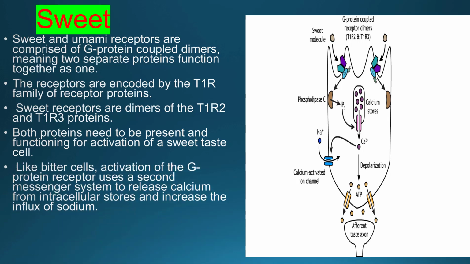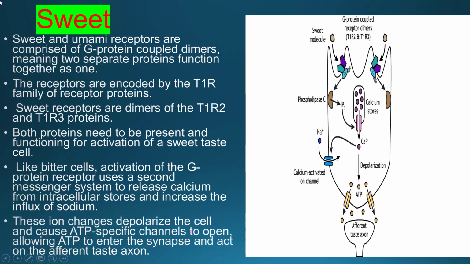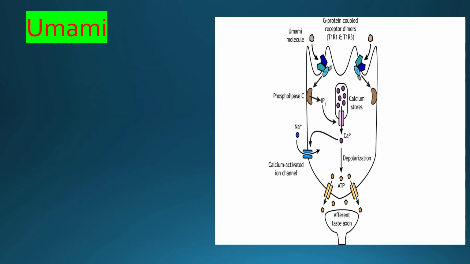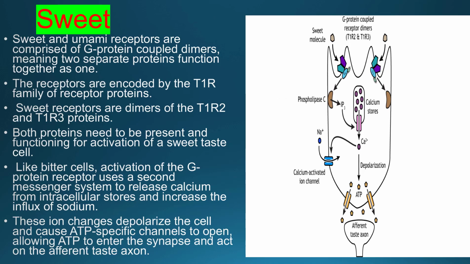Like bitter cells, activation of the G protein receptor uses a second messenger system to release calcium from the intracellular store and increase the influx of sodium. Here you can see that the G protein is activated and a second messenger is produced, phospholipase C IP3, which acts on the endoplasmic reticulum and releases calcium from it to the interior of the chemoreceptor, which acts on the ATP channels, opens them and releases the ATP to the afferent neuron and produces signals which are carried to the higher center. The ion channel depolarizes the cell and causes the ATP specific channel to open, allowing ATP to enter the synapse and act on the afferent neuron.